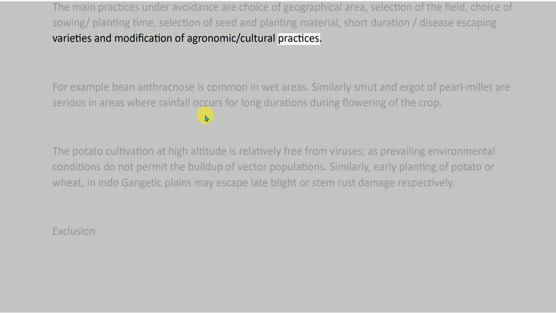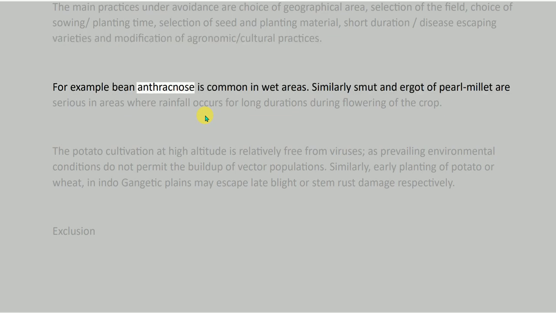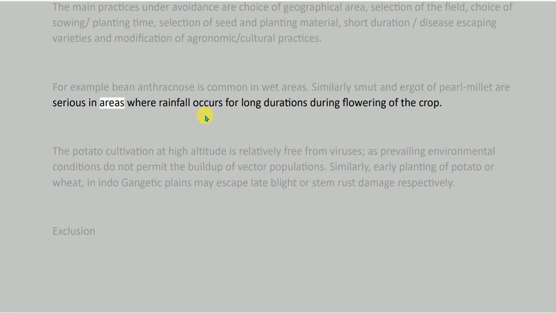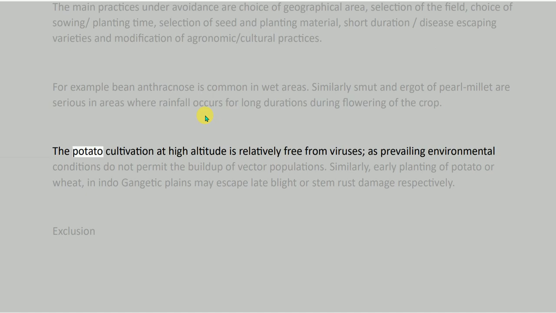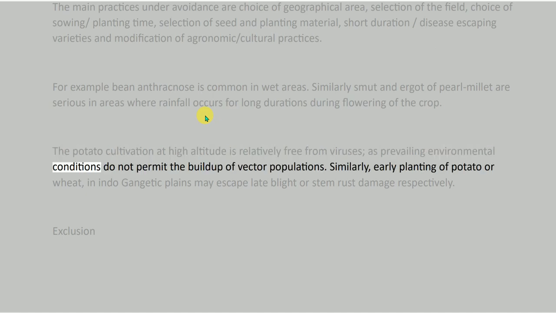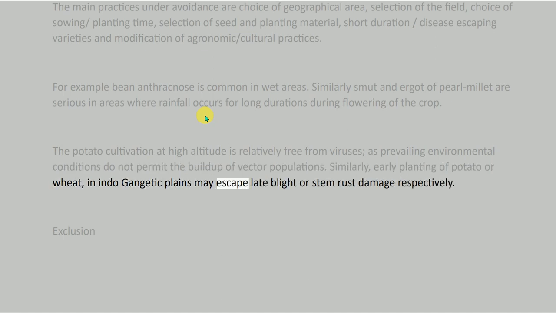For example, bean anthracnose is common in wet areas. Similarly, smut and ergot of pearl millet are serious in areas where rainfall occurs for long durations during flowering of the crop. The potato cultivation at high altitude is relatively free from viruses, as prevailing environmental conditions do not permit the buildup of vector populations. Similarly, early planting of potato or wheat in Indo-Gangetic plains may escape late blight or stem rust damage respectively.